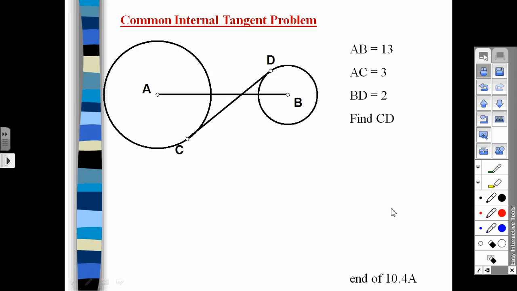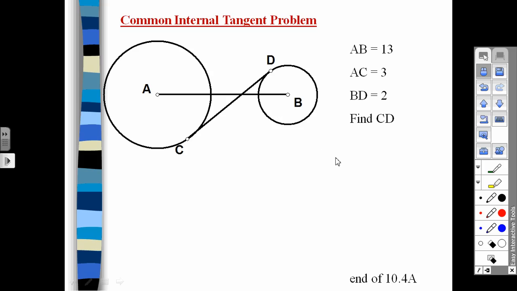So remember how I said that with the common internal tangent, the circles must be separated from each other because you have to have this segment that can go through this middle part here, okay? So what that means is they're going to have to give you the length between the centers of the circles, which they did. They gave us that that length is 13. Now they've given us the radii. They tell us that AC is 3 and DB is 2.